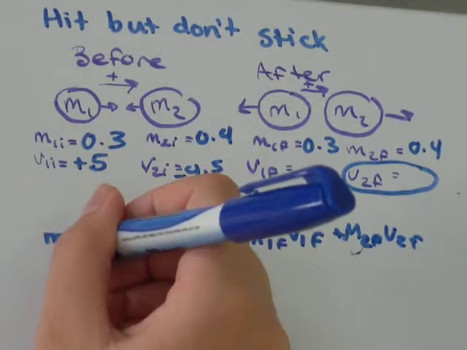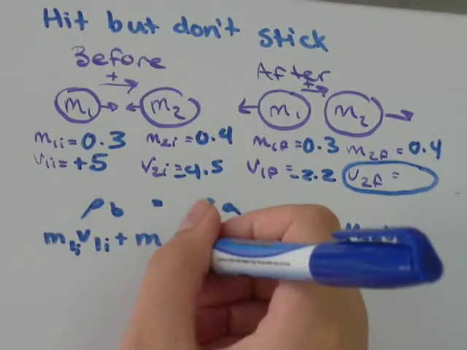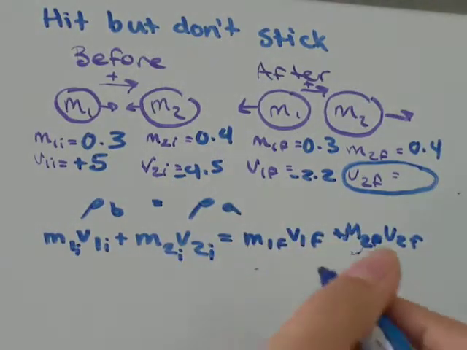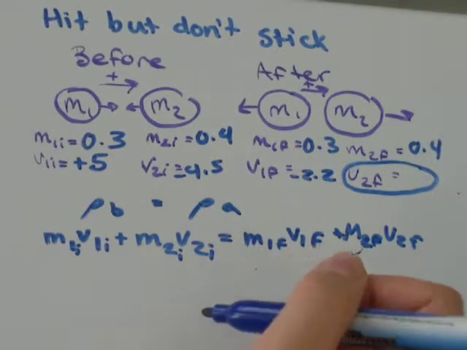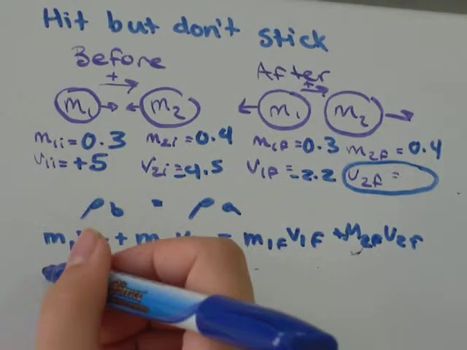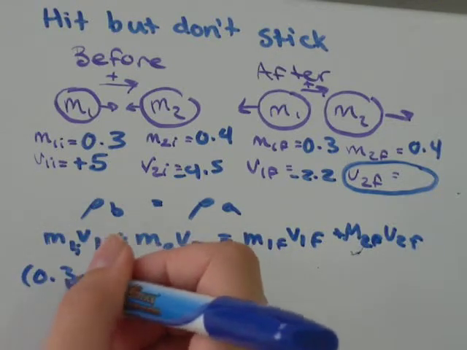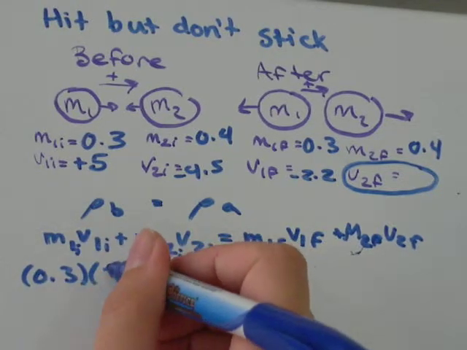And I'm just going to add my initials over here. So M2 initial, V2 initial. You can use any sort of symbols that you want. Anything that works for you is fine. So the first mass was 0.3 times its velocity was 5.